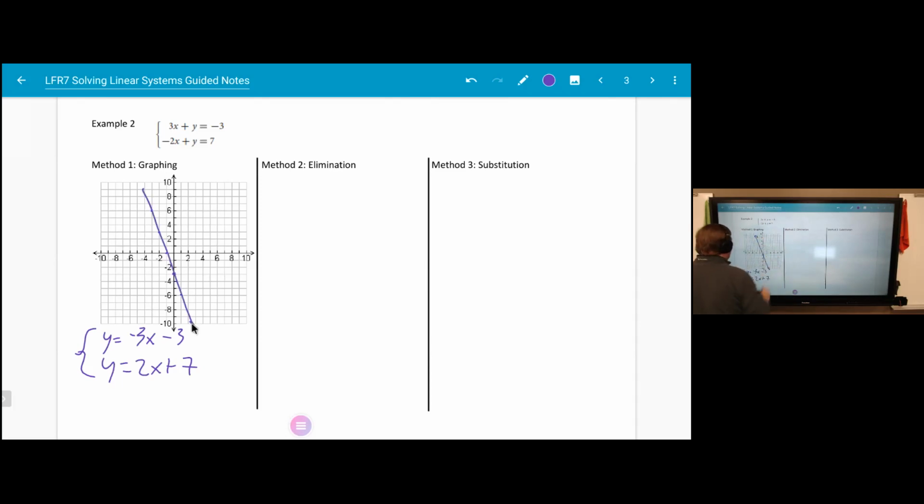Oh, we'll take it. That is acceptable. The second line is 2x plus 7. My y-intercept is 7. My slope is 2, a positive 2. Rise 2, run 1. Or I could go down 2 and left 1, because that's negative divided by negative. That's still a positive. I could go down 2 and left 1.